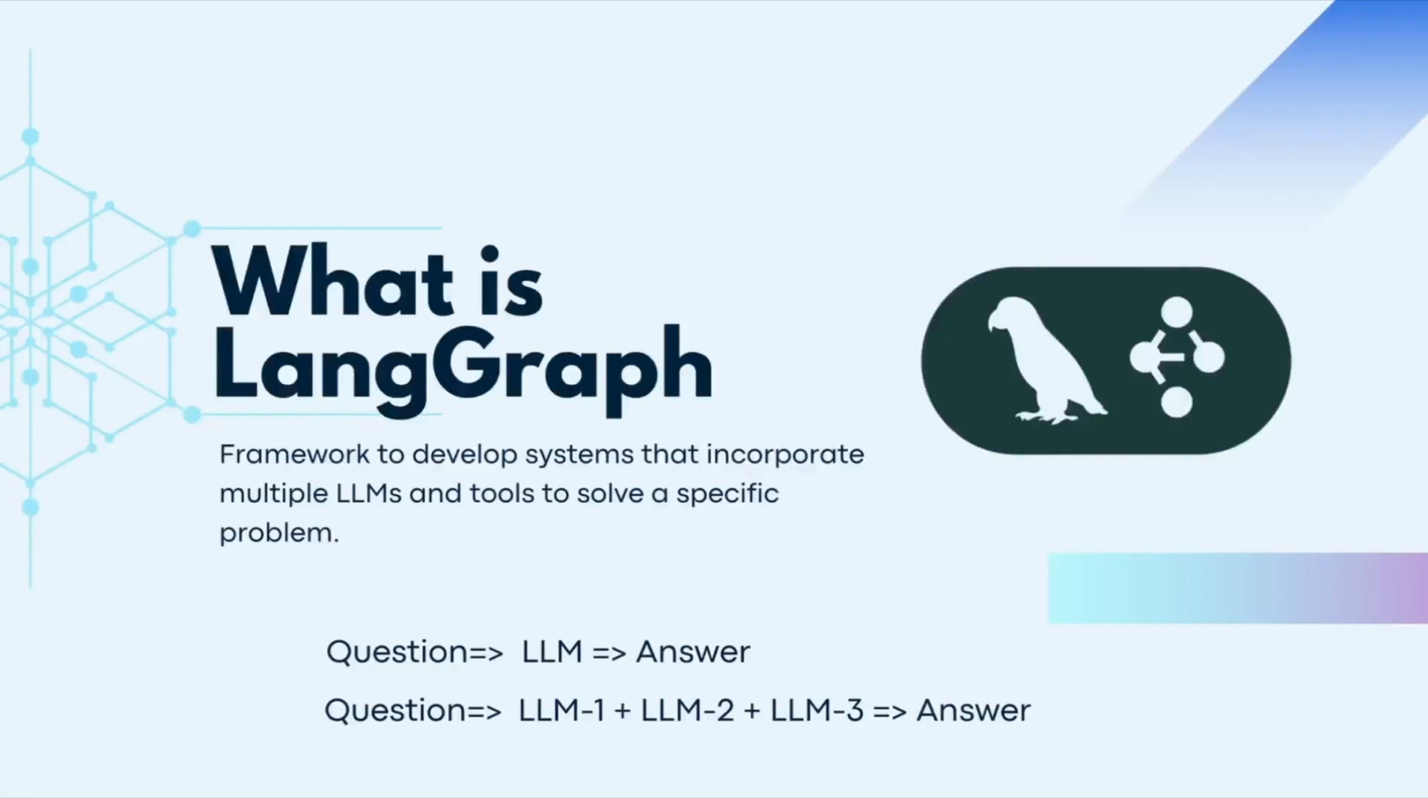Now let's start with what is LangGraph. To give you the simplest definition, LangGraph is an AI agent framework that makes it easier for developers to develop systems that use multiple LLMs and tools to solve a complex problem. Basically, it's the idea of using multiple LLMs to solve a problem or to answer a question instead of one LLM, which is what we normally do with the ChatGPT chatbot.